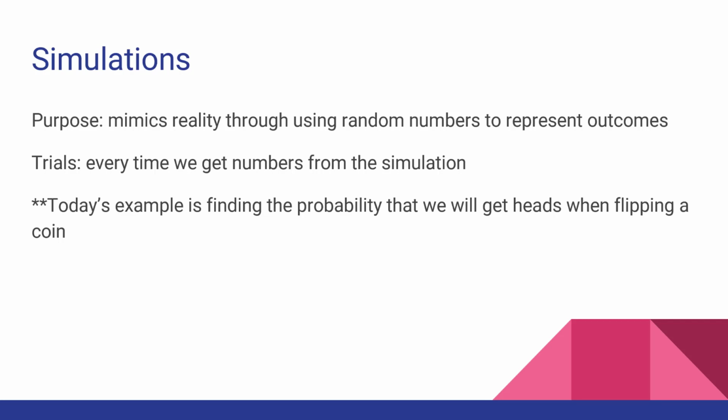For today's example, we'll be doing a simple one. We will be finding the probability that we will get heads when flipping a coin. Theoretically, the probability of that is 0.5, but when we run our simulation, it's like we're mimicking actually physically going and flipping a coin. When we flip our own coins, when we flip it 10 times, we're not guaranteed that exactly 5 of those will be heads. There's always going to be some random variation in real life events, and that is what simulations are trying to do.